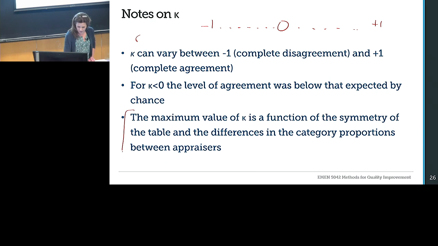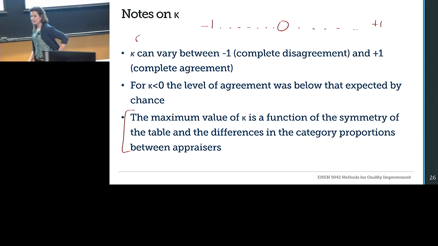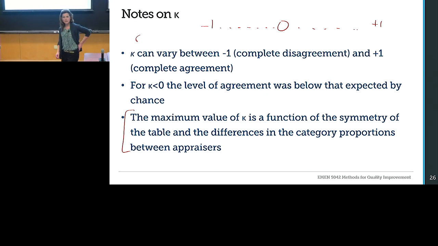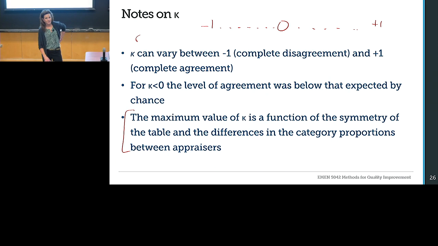And then we'll talk about Kappa max coming up here soon, because that can help us figure out what's going on wrong with how we're either using the scale or assessing items. But there is actually a maximum value of Kappa, and it's a function of symmetry of the table and how people rated things. And we'll talk about that when we come back from our break.